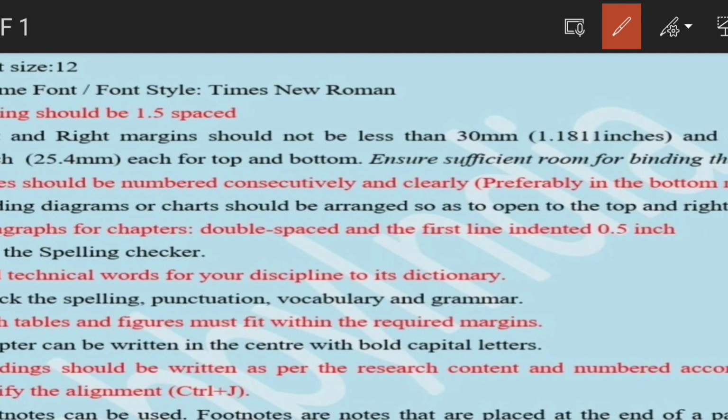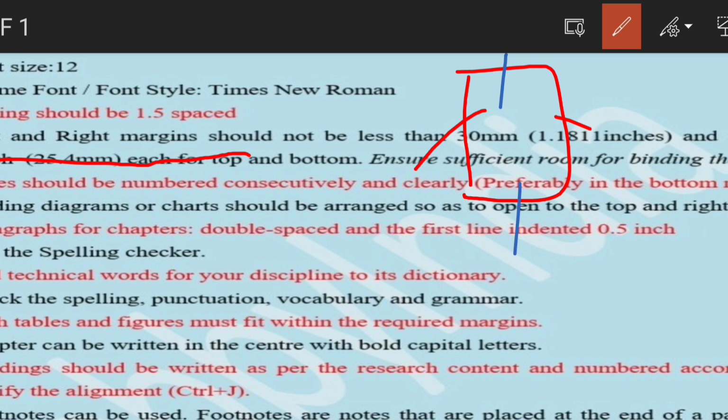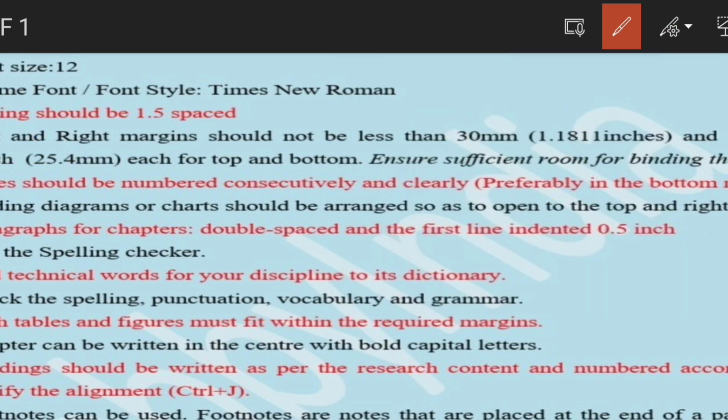The next is the left and the right margin should not be less than 30 mm. So this is the A4 size paper. The left and the right side, it should not be less than 30 mm. And while talking about the top and the bottom, it should be at least 1 inch each.